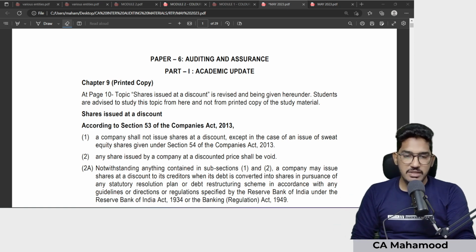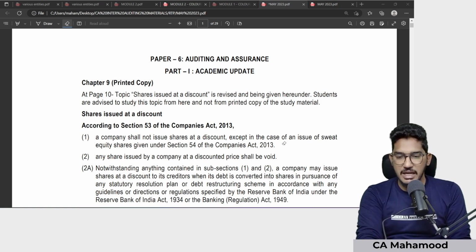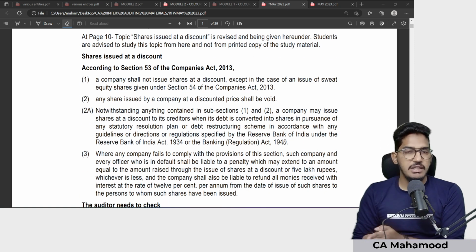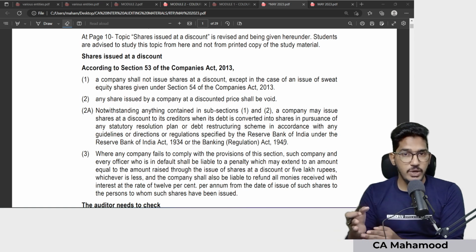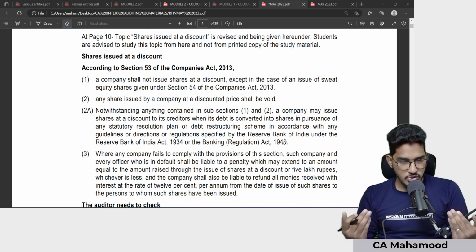First, they have given some academic update, and if you ask me, this is not really any new academic update. They covered this even in the November 22 attempt RTP. Whatever academic update they have given here, the same academic update they gave even in the November 22 RTP also. But anyhow, I will take you through this quickly.